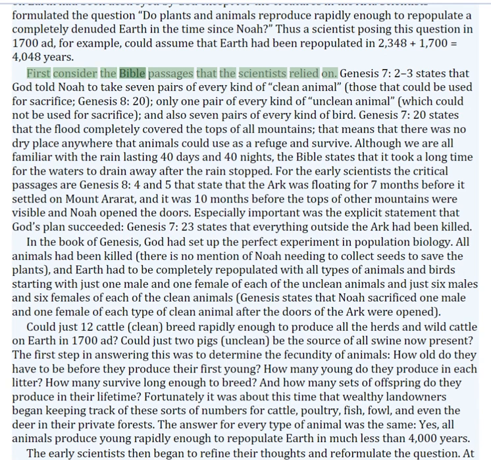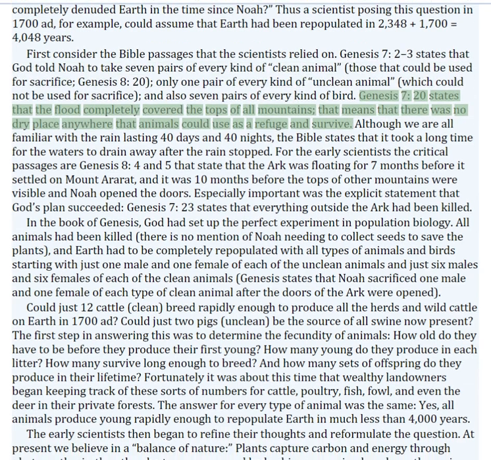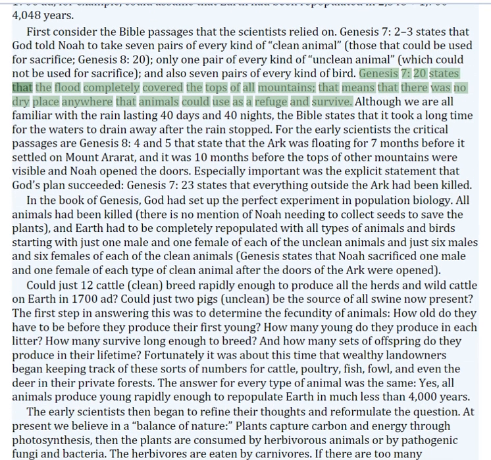First, consider the Bible passages that the scientists relied on. Genesis 7 verses 2 and 3 states that God told Noah to take 7 pairs of every kind of clean animal, only 1 pair of every kind of unclean animal, and also 7 pairs of every kind of bird. Genesis 7 verse 20 states that the flood completely covered the tops of all mountains. That means that there was no dry place anywhere that animals could use as a refuge and survive.